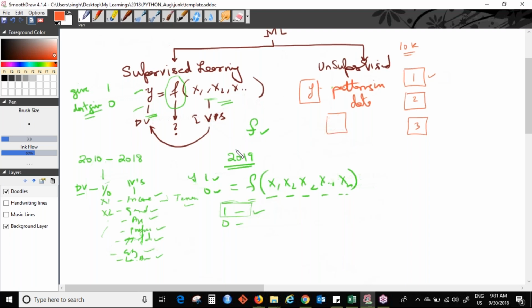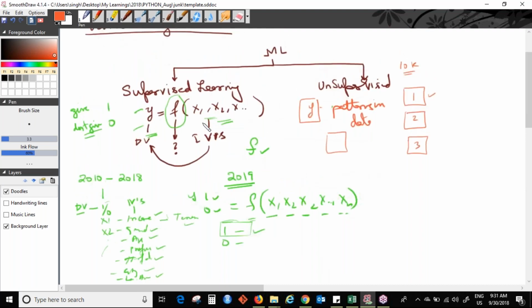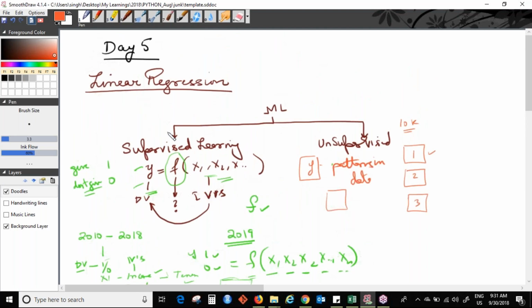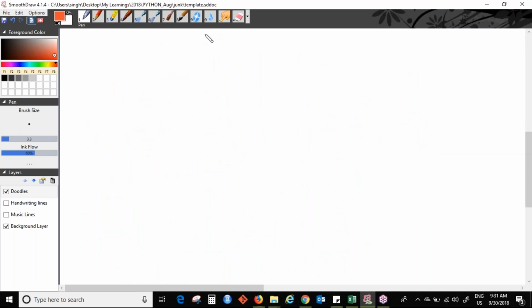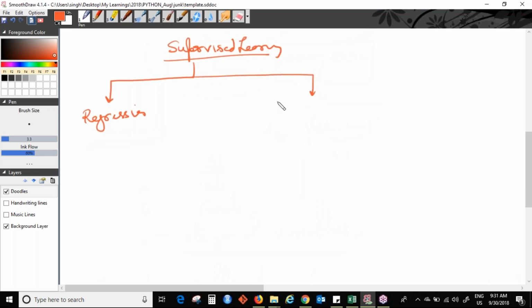So today we will start with our first algorithm in supervised learning. Supervised learning again is divided into two parts. One is called regression and the other is called classification. Have we covered all this, guys? Did I cover this in the last class?